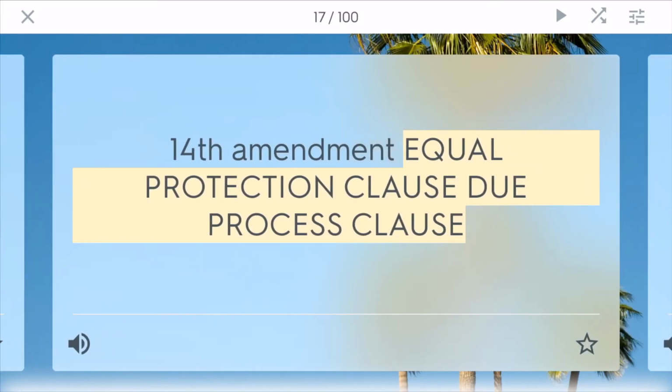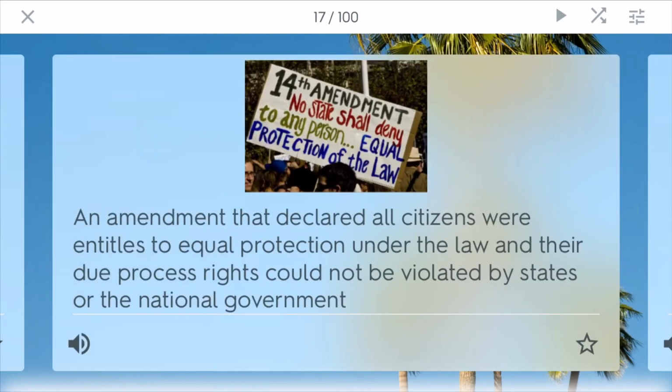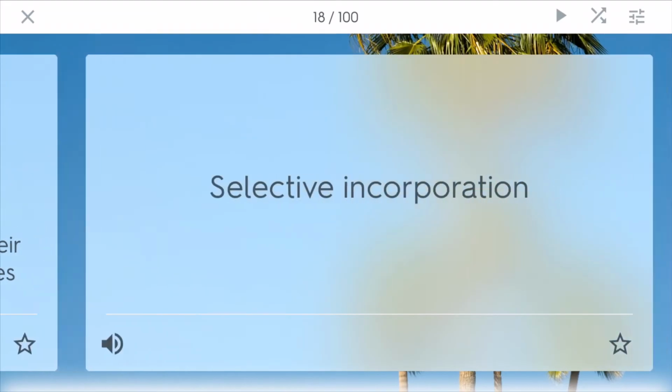14th Amendment Equal Protection Clause, also known as the Due Process Clause, and this is very important. This is an amendment that was passed after the Civil War, and it declared that all citizens were entitled to equal protection under the law, and that their due process rights, fundamental rights that they had, could not be violated by states or the national government in cases where they might be tried. So this is very important because many cases have been based off of this, establishing the personal rights of people.